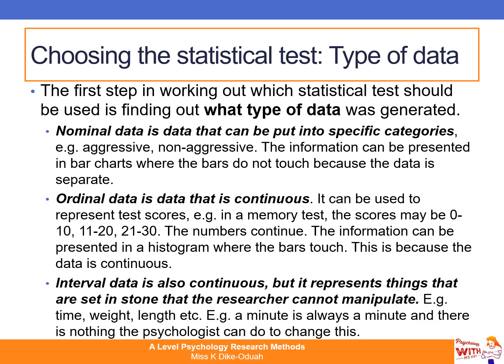Lastly, we have interval data, and remember that interval data is the most powerful type of data. It's the one that meets the criteria for a parametric test. Interval data is also continuous, but it represents things that are set in stone, that the researcher cannot manipulate. For example, height, time, weight, length, and so on.